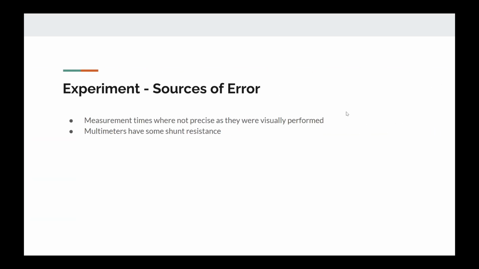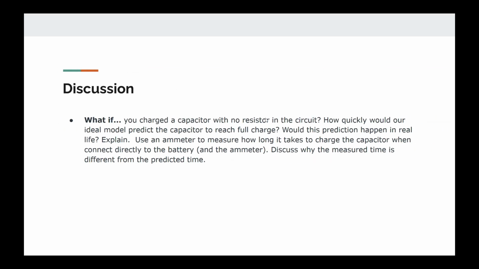Some sources of error were that the measurement times may not have been precise because they were visually performed on a lamp, so it was a little arbitrary, and the resistance of those lamps may not have been perfect. Also, multimeters have some shunt resistance when in ammeter mode, so they can act as resistors as well as measurement devices and will interfere with the currents in the circuit.